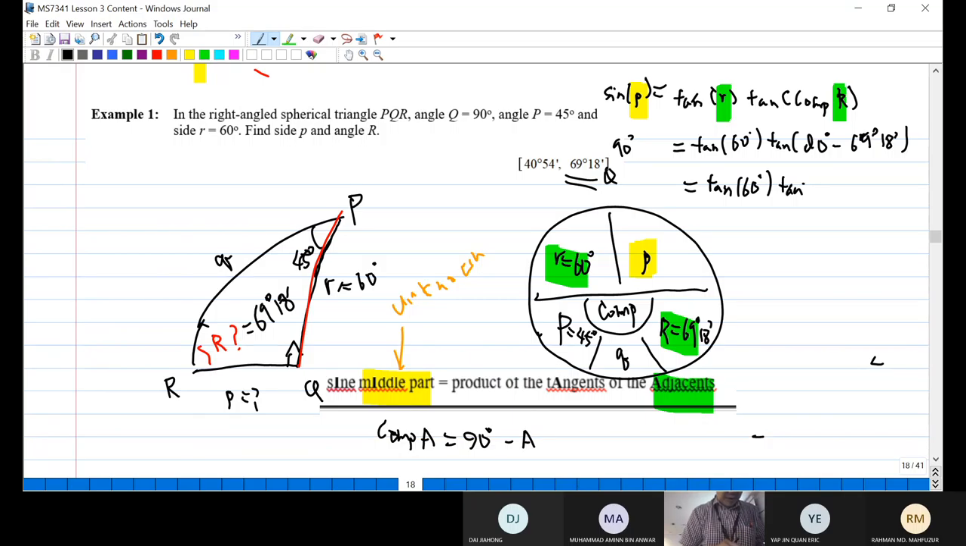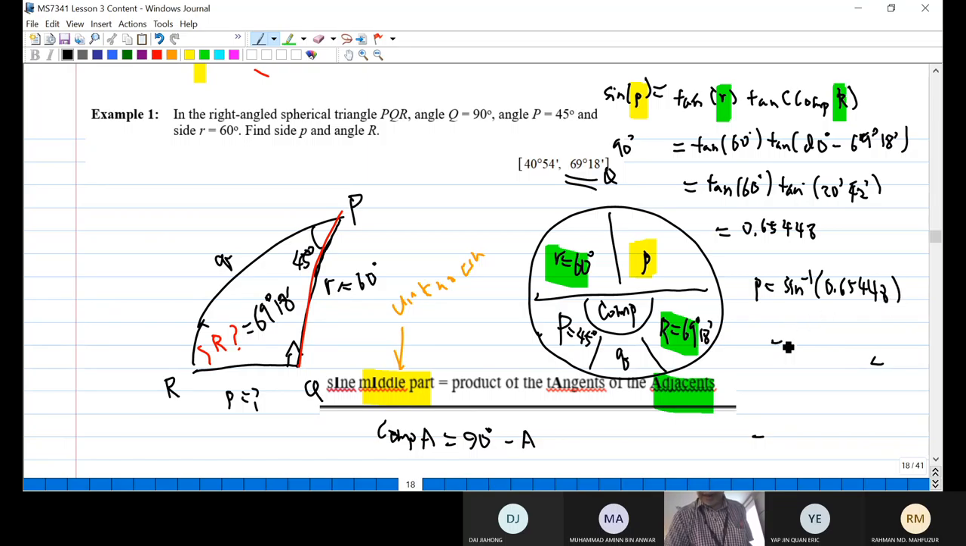So this is 90 degrees first minus 69 degrees 18 minutes. So 20 degrees 40 minutes, just now we calculated already, so actually we don't need to calculate like this. So let's find the tangent first. So tangent of this thing times tangent of 60, okay, it's 0.65448.